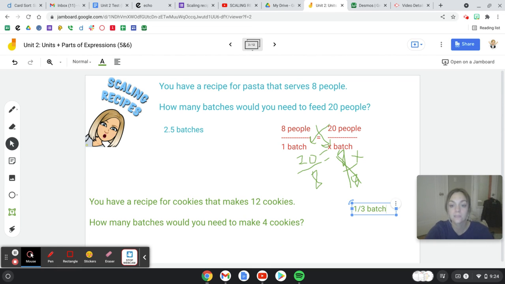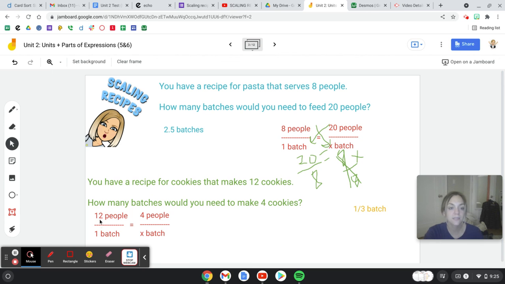Or if you want to set this up as a cross multiplication problem, we can do that as well. All right, so same deal. I've got my people up here. I've got my batches down here. This is what the problem tells me. I can feed 12 people or make 12 cookies with one batch. And then it asks how many batches I would need to feed 4 people or make 4 cookies. So again, it's not telling me how many batches I need. That's what we're trying to figure out.